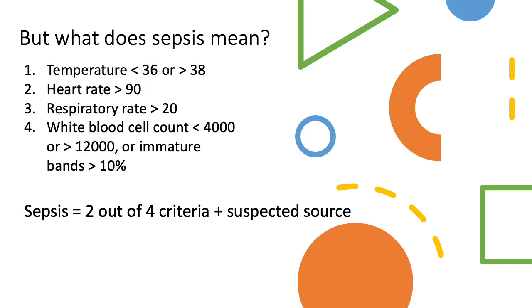Okay, there are 4 criteria. Temperature less than 36 or greater than 38, heart rate greater than 90, respiratory rate greater than 20, and finally a white blood cell count less than 4,000 or greater than 12,000, or immature bands greater than 10%. Now, if you meet 2 or more out of the 4 criteria, plus a source of presumed sepsis, then the patient is considered septic.